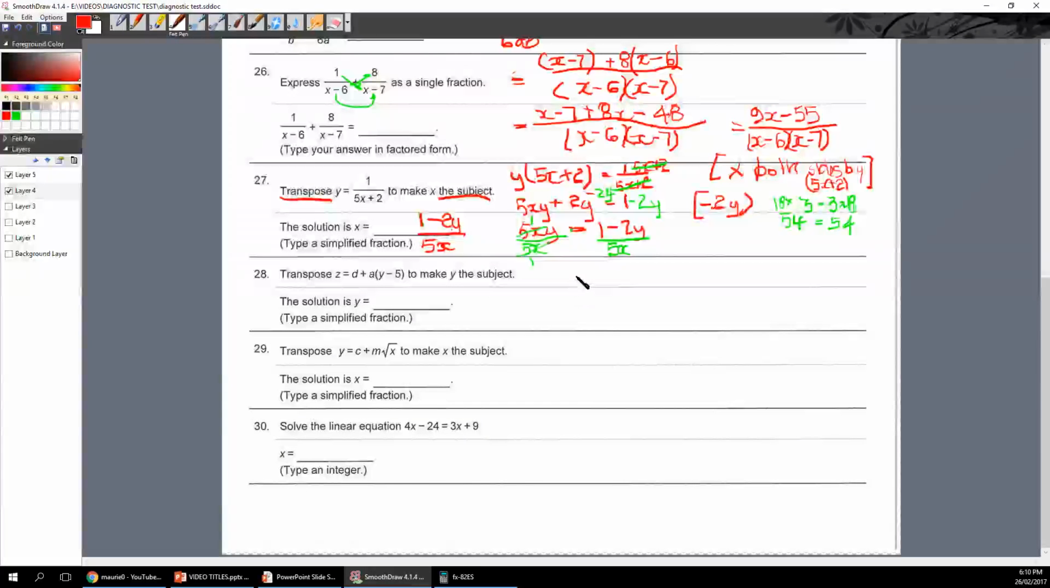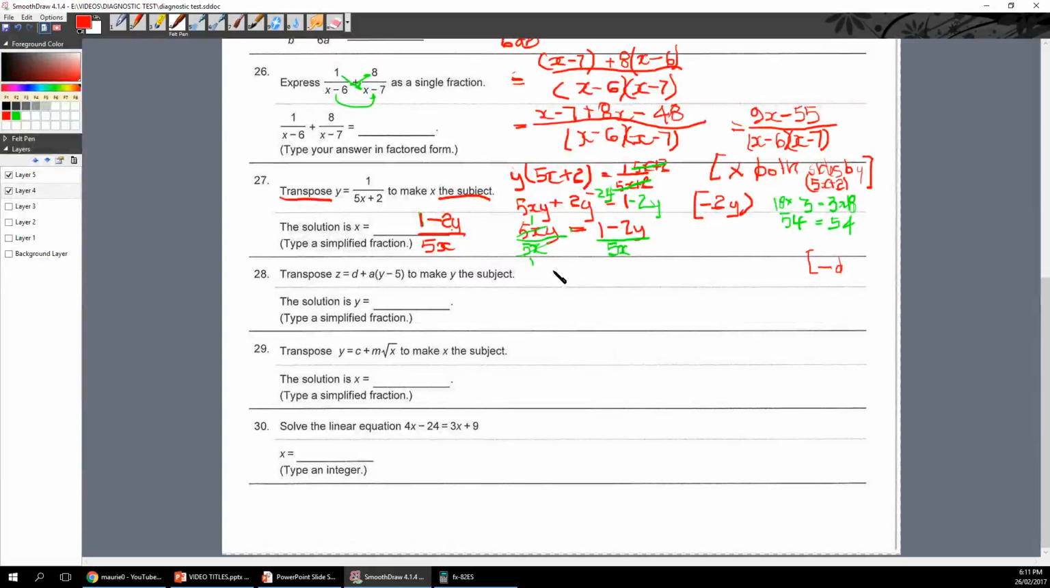Okay, so let's see what trickery or what prestidigitation, what fantastic things we can do here. So we want to make Y the subject. So we've got Z. The first thing I would do is subtract D from both sides, because we want a Y, so we'll keep it on this side. So we'll put that D over the other side because that's easy. And then I'm going to expand out these brackets like that. So that's the first step there, minus D.